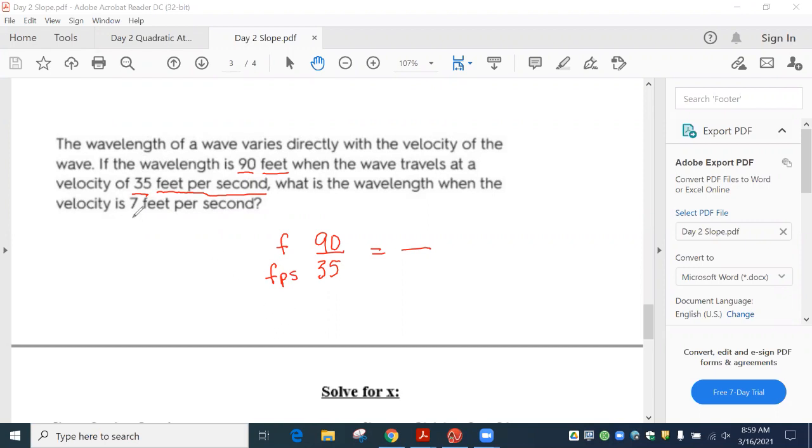So now we have to decide where the 7 goes. All right, 7 goes at the bottom.